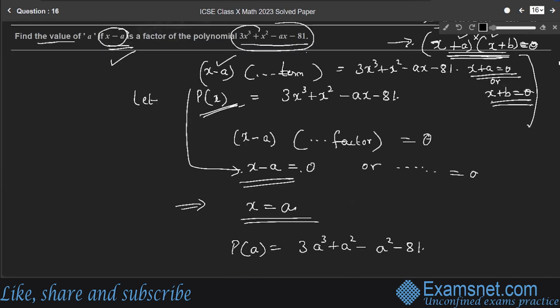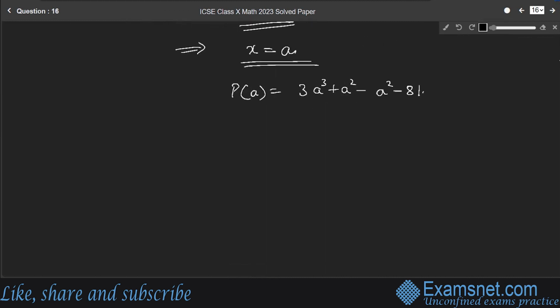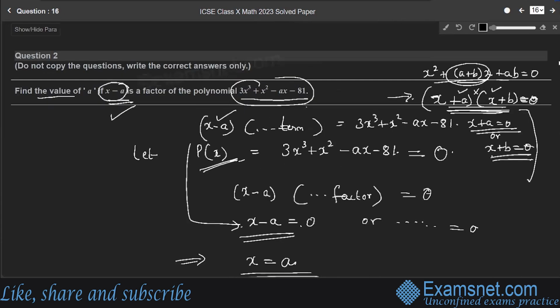So here p of x, the given polynomial, is equal to 0. So here we'll write p of a as 0 is equal to 3a cube minus 81. Therefore, 3a cube is equal to 81. A cube is 81 by 3, which is 27. Therefore, the value of a is cube root of 27, which is 3. So a is equal to 3.